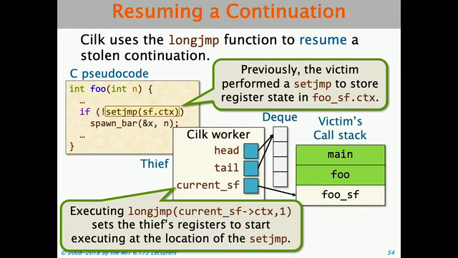Now the thief has just created this Cilk worker structure where the current stack frame is pointing at the stack frame of foo. And so what the thief will execute is the longjmp function, passing that particular stack frame's buffer and an additional argument. And that longjmp will take the register state stored in the buffer, put that register state into the worker, and then let the worker proceed. That make sense? Any questions about that?